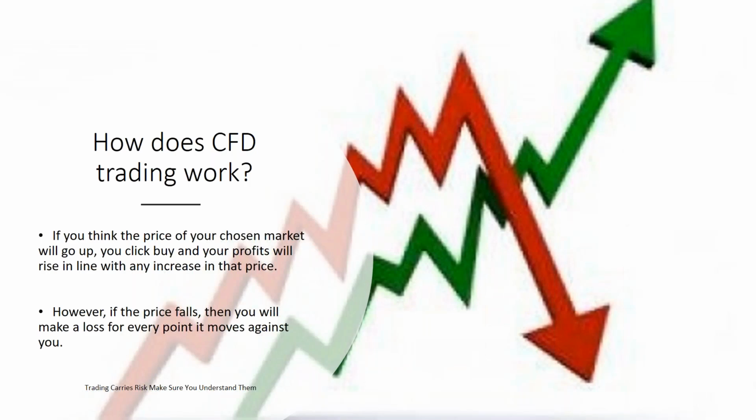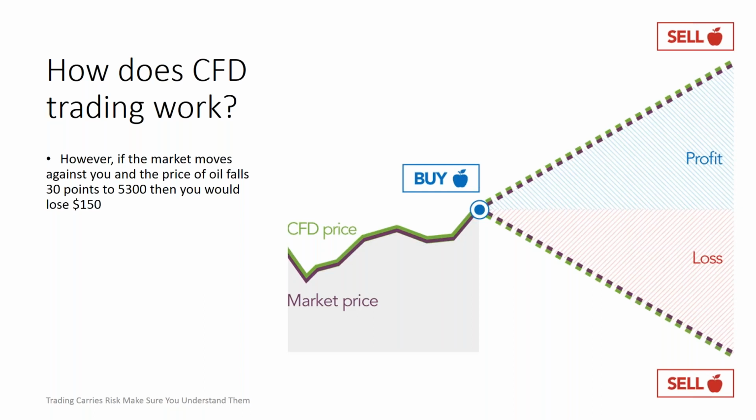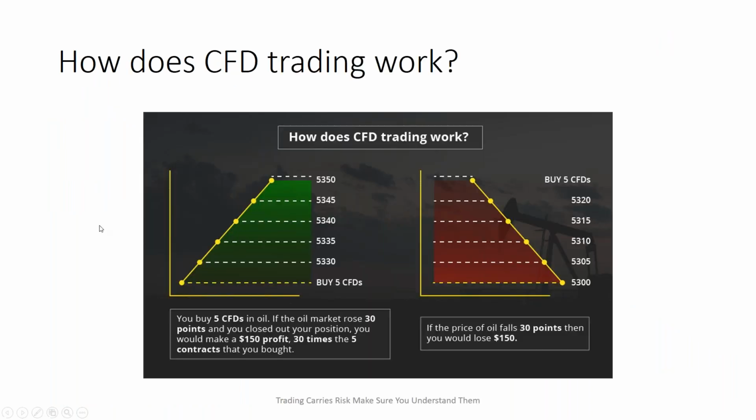Okay. So if you think the price of your chosen market will go up, you click buy, and your profits will rise in line with any price increase. However, if the price falls, then you will make a loss for every point it moves against you. So remember, when you buy the shares, if they move up, you get the profit. If they go down, you get the loss. If you sold the shares ahead of time, you would then get the profit if it fell down, or the profit gets lost.